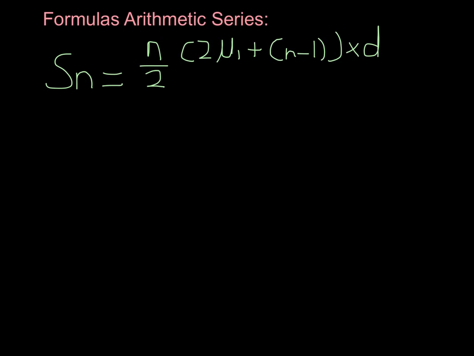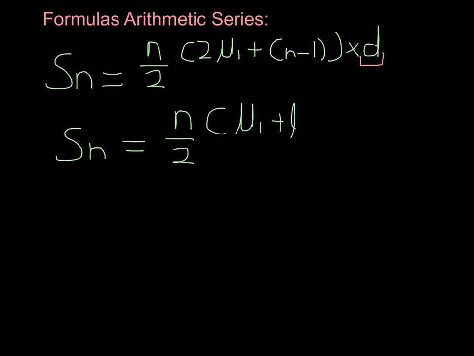But sometimes the exercise won't give you the value of d. That's why there's also another formula, because mathematicians always think forward. It will be the summatory of n equals n divided by 2 times u1 plus un. So of course, instead of giving you the value of d, you are given the value of un. And that's all with the formulas.